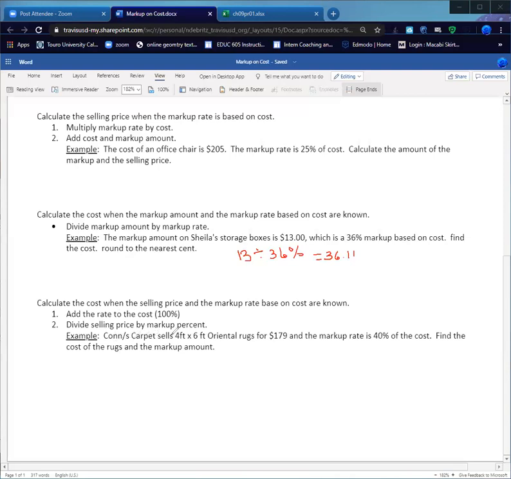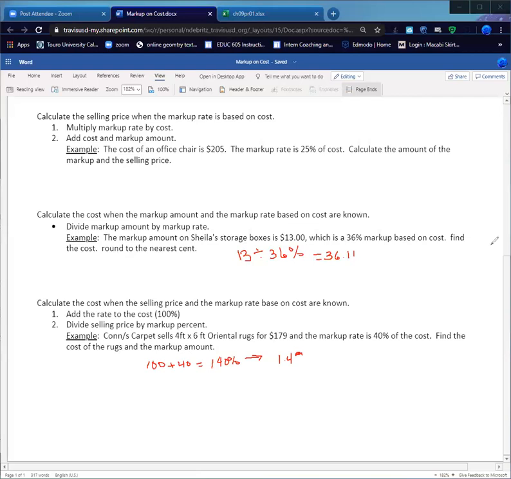Calculate the cost when the selling price and the markup rate based on cost are known. Example: Cons Carpets sells 4-foot by 6-foot Oriental rugs for $179, and the markup rate is 40% of the cost. Find the cost of the rugs and the markup amount. I'm going to take the markup rate and add it to the 100%. So it's 100 plus 40, which gives me 140%. If you want to change that to a decimal, you would move the decimal 2 places to the left, which would give you 1.4.